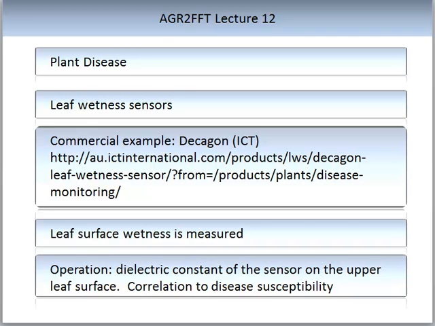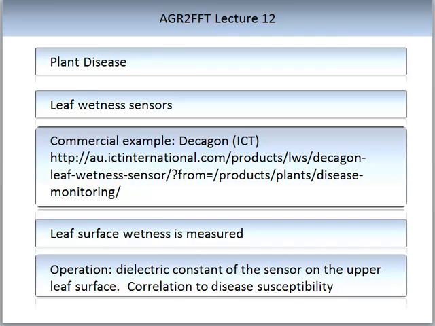Decon, which is supplied by ICT in Australia, is a commercial example of a leaf wetness sensor. It simply measures the surface wetness. The surface wetness is measured by a dielectric constraint of the sensor on the upper leaf surface. This can then be correlated to disease susceptibility. For example, you need damp, warm days for downy mildew. So many days in a row of certain climatic conditions significantly increase the chances of the disease outbreak.